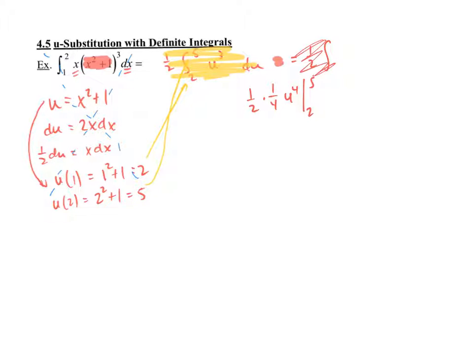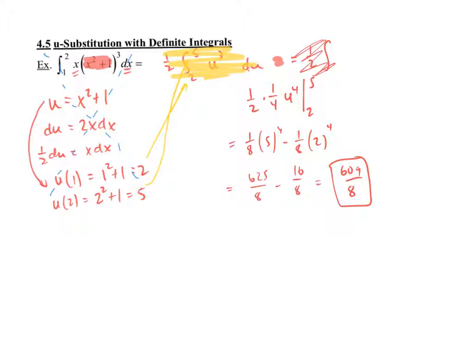So notice I'm not going back to x. I'm not using the bounds 1 and 2. This is all in terms of u. So this will be 1/8 of 5 to the 4th, plugging in the upper bound, minus 1/8 of the lower bound. And so this ends up being 625 over 8 minus 16 over 8, which will be 609 divided by 8. The key thing in these problems is that once we get it in terms of u, including our bounds, we're never going to go back to the variable x.